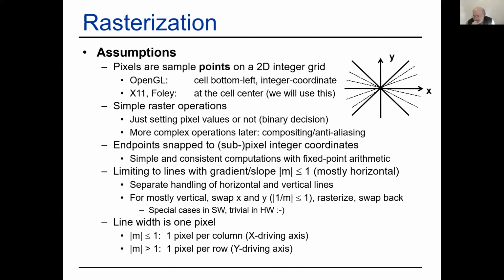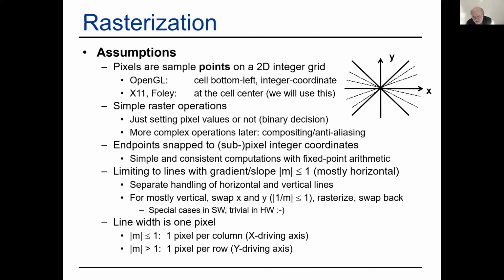Finally, we're limiting our lines to have a gradient or a slope of an absolute value smaller than 1. Actually, in most cases, we'll assume that the slope itself is between 0 and 1. So essentially, these are lines that are mostly horizontal, right? At most at minus 45 to 45 degrees slope, or 0 to 45 in many cases.